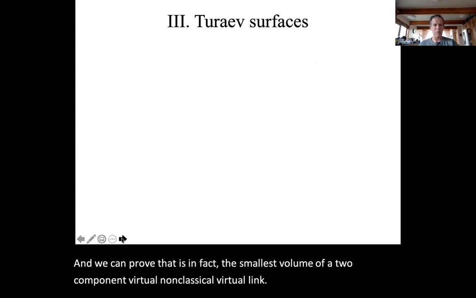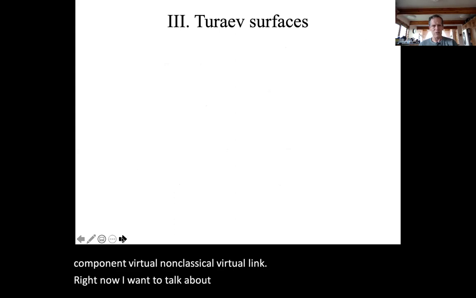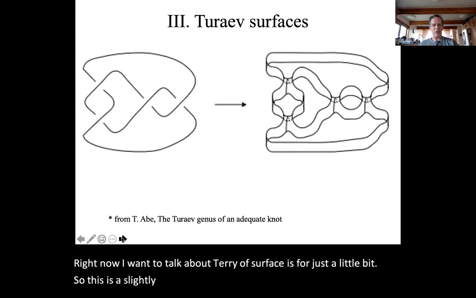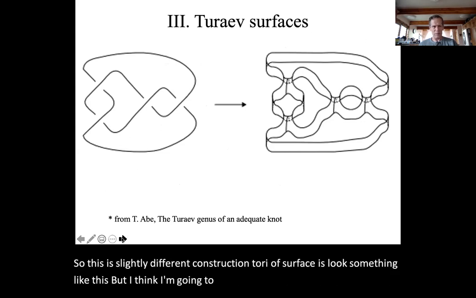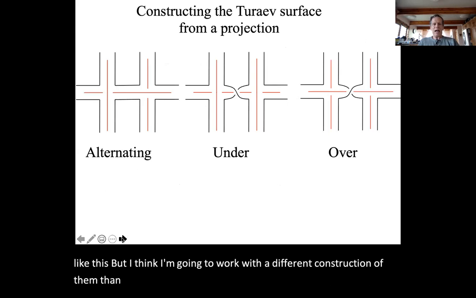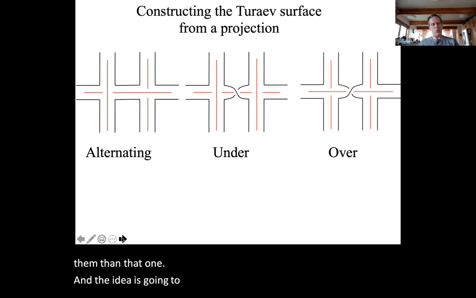All right, now I want to talk about Turaev surfaces for just a little bit. So this is a slightly different construction. Turaev surfaces look something like this, but I think I'm going to work with a different construction other than that one. And the idea is going to be very similar to what we did before. We take a projection of our knot or link, and we're going to create a ribbon surface. The only change is going to be that we'll put a few twists in it.